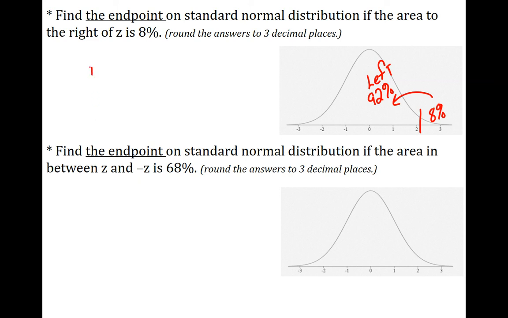So I'm going to use an inverse norm. Because remember, an inverse norm is the one that will use area to find an endpoint. I'm going to put in 0.92.